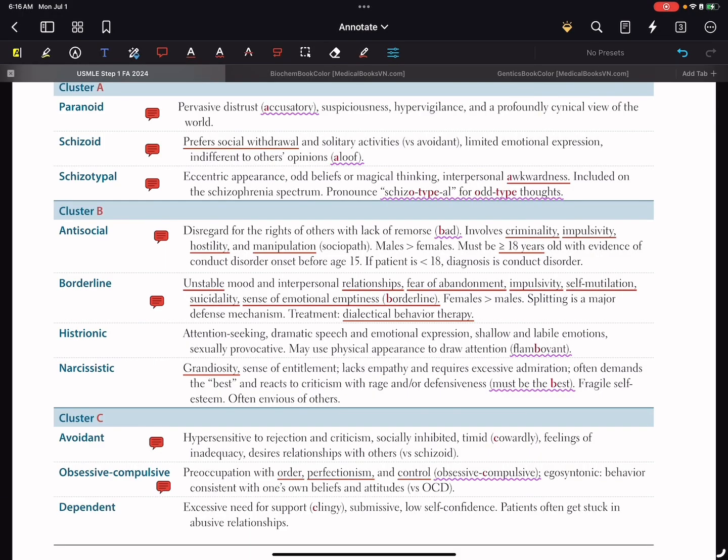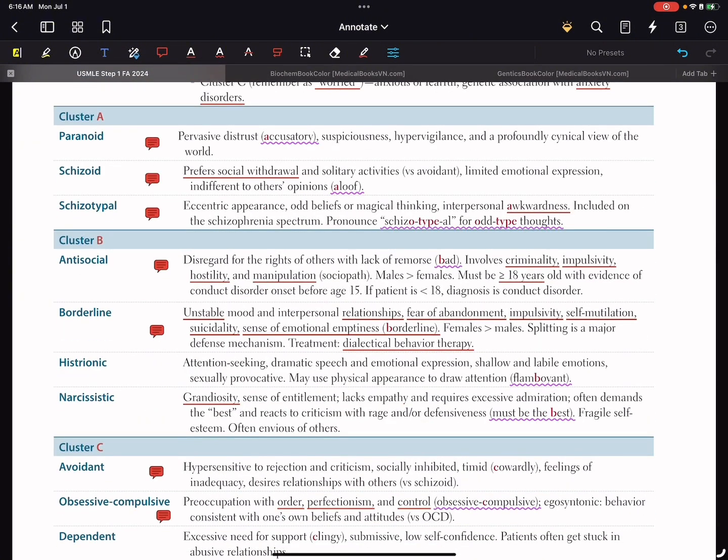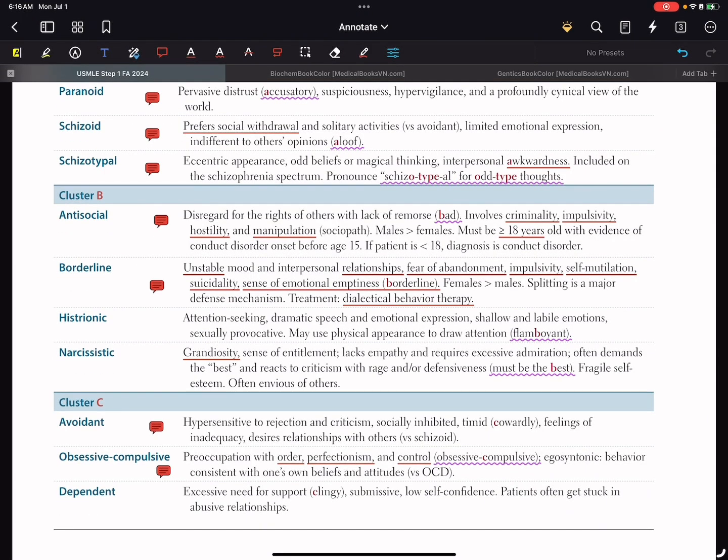Histrionic: attention-seeking, dramatic speech and emotional expression, shallow, labile emotions, sexually provocative. May use physical appearance to draw attention, flamboyant. That's the weird one? No, that's not weird. Borderline, that's wild. Antisocial, that's wild. Histrionic, wild. Attention-seeking, sexually provocative, labile emotions, that's wild. Narcissistic, that's wild too. Grandiosity, sense of entitlement, lacks empathy. Oh, lacks empathy. And requires excessive admiration, often demands the best, and reacts to criticism with rage and defensiveness. Must be the best, fragile self-esteem, often envious of others.